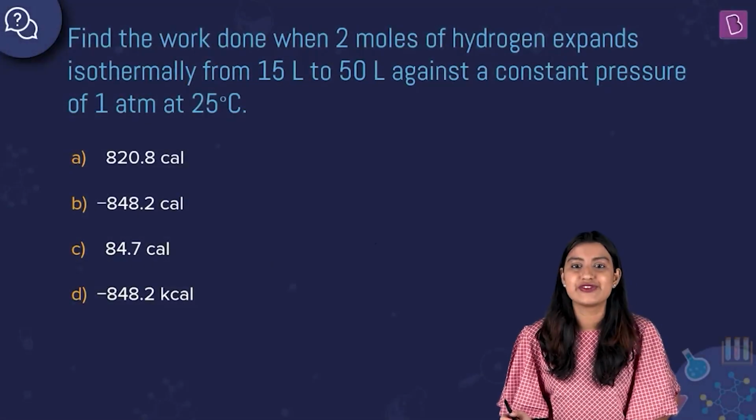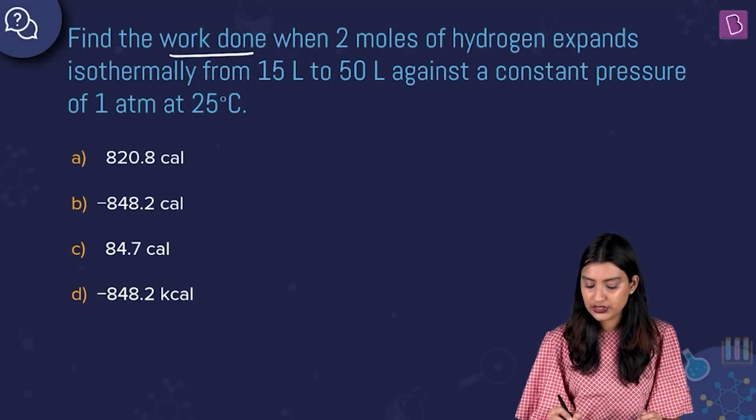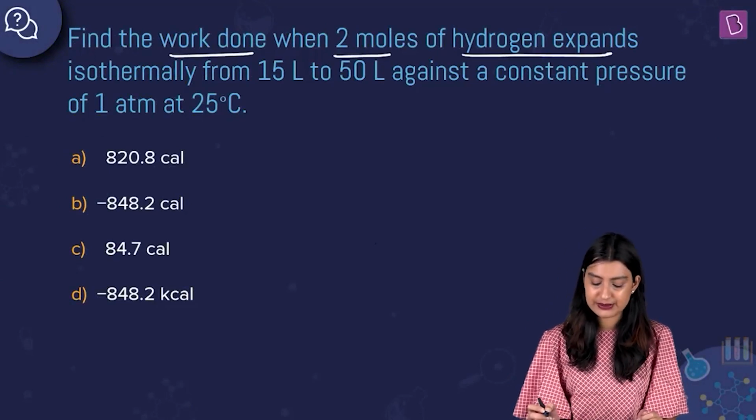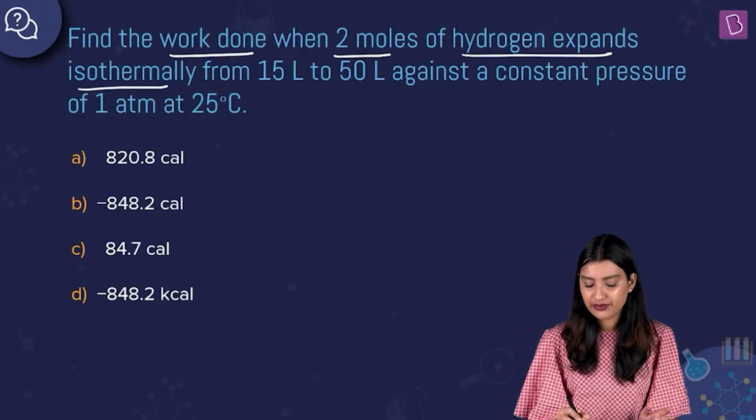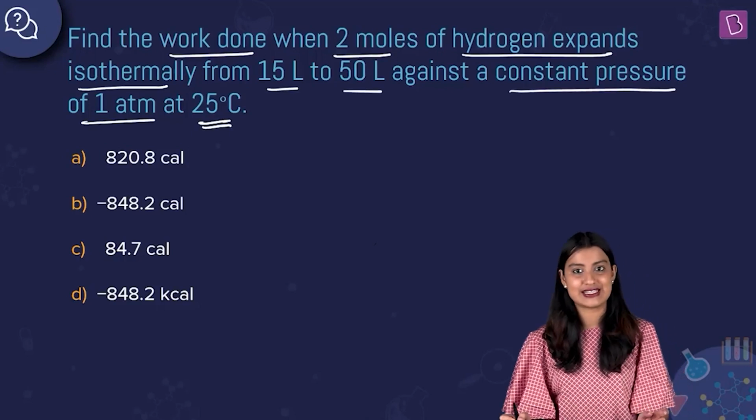Okay, so here we have a question from the chapter thermodynamics. This is saying, find the work done when 2 moles of hydrogen gas expands isothermally from 15 liters to 50 liters against a constant pressure of 1 atm at 25 degrees Celsius.